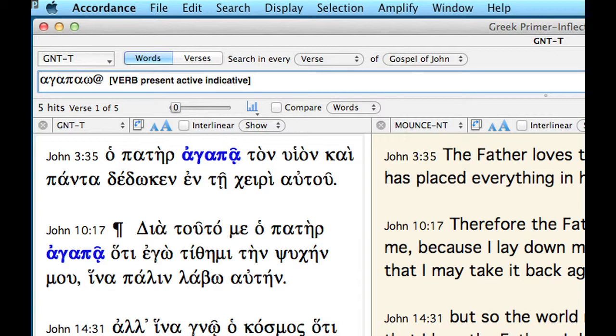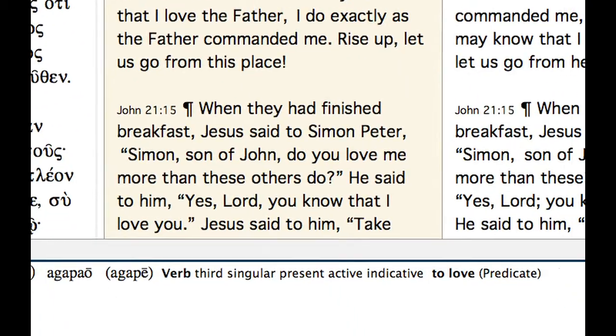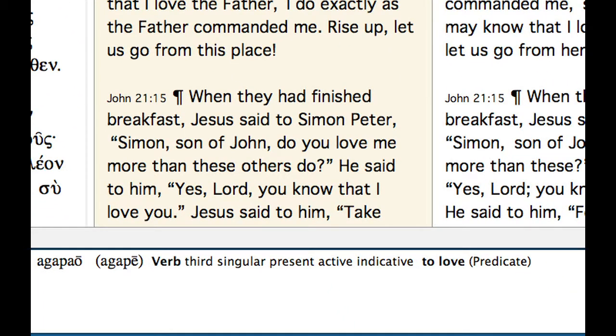Well, let's go through and look at some of these inflections. In John 3:35, John is writing that the Father loves the Son. When you do your mouse over on agapa, you notice there's an iota subscript. Again, you don't know what that means, but Accordance does. And you check it out. It means that this is the inflected form of agapao when it occurs as a third person singular, so you know that the subject is he, she, or it, and in the present active indicative.